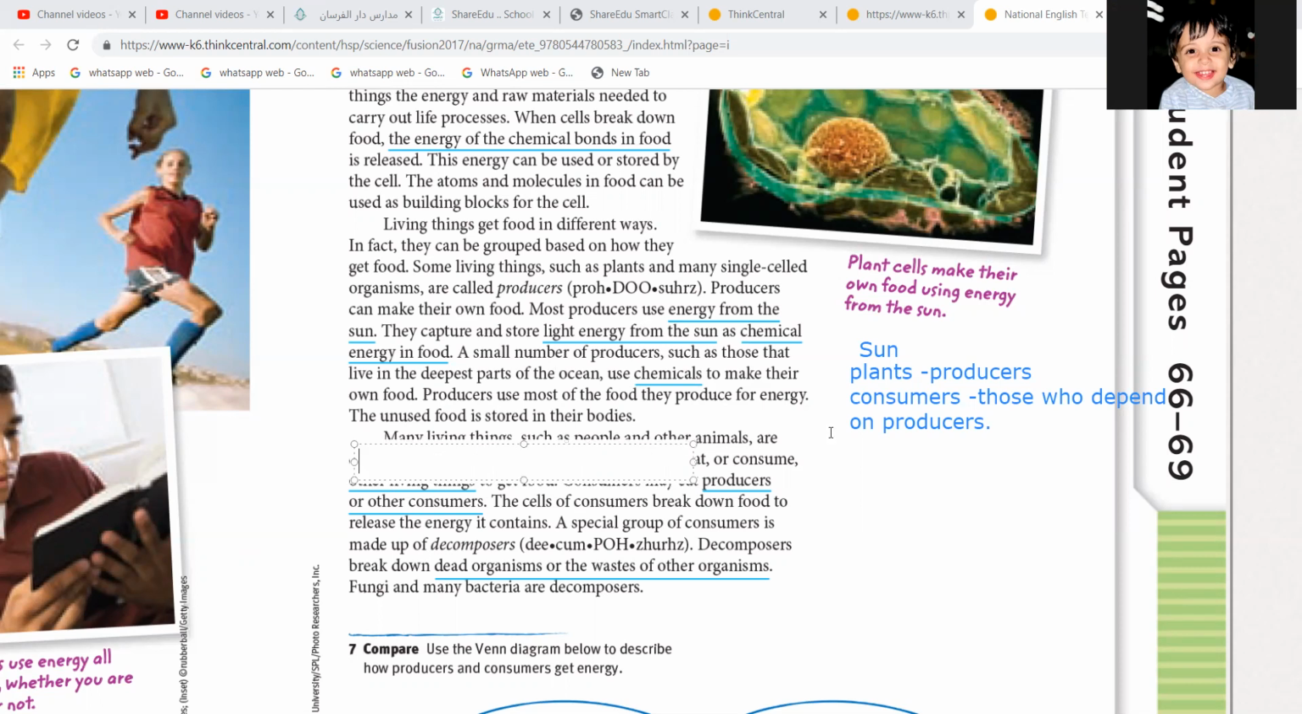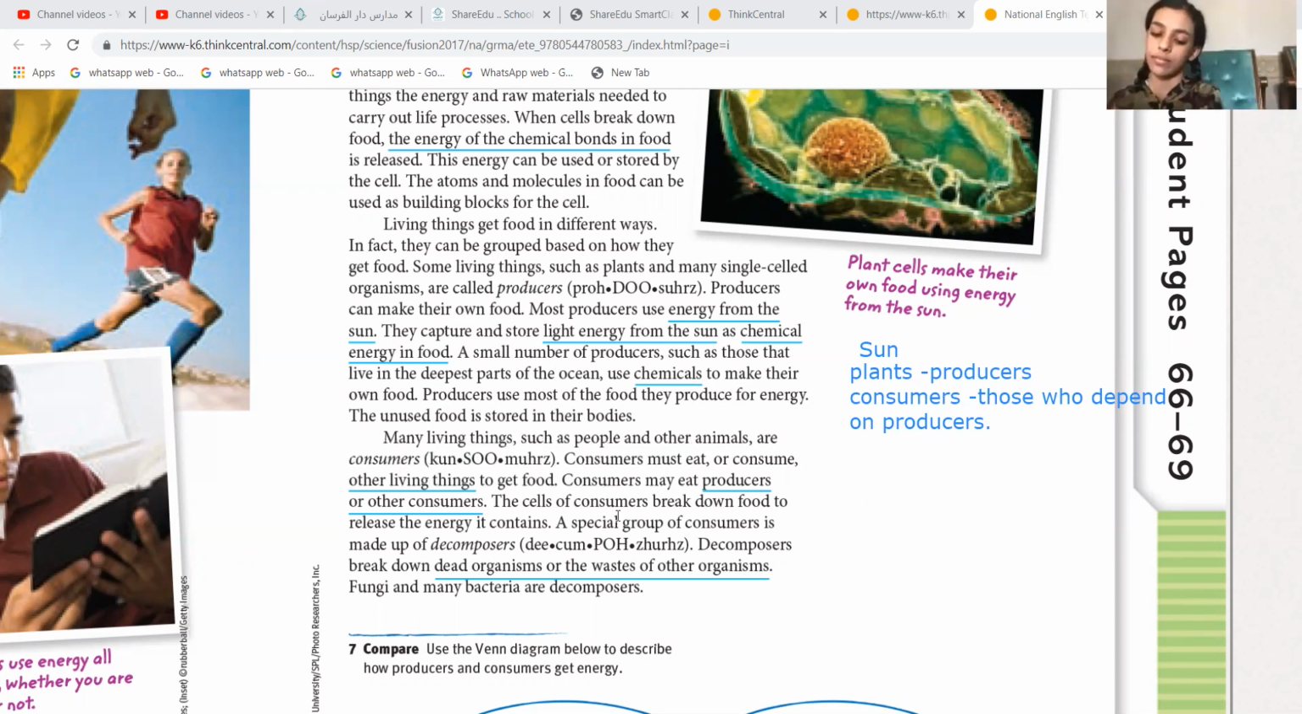Now, many living things such as people and other animals are consumers. We are called consumers. Consumers must eat. Miss, we're omnivores, right? Yes, because omnivores are also consumers, Malak. Consumers consume other living things to get food. Consumers may eat producers or other consumers. For example, I eat spinach, that is a producer. I eat chicken, that's a consumer. Is chicken a consumer or a producer?